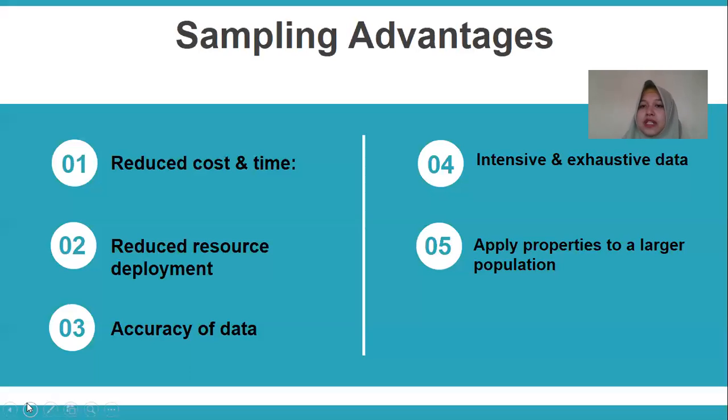And the fourth point is intensive and exhaustive data. What does it mean? Since there are fewer respondents, the data collected from a sample is intense and thorough. More time and effort is given to each respondent rather than having to collect data from a lot of people.